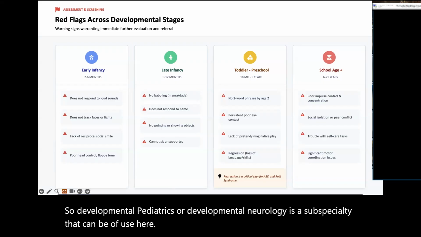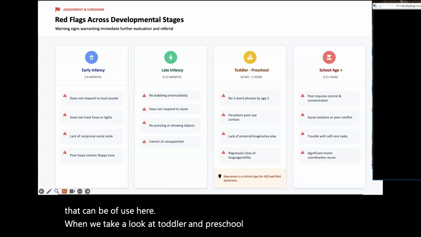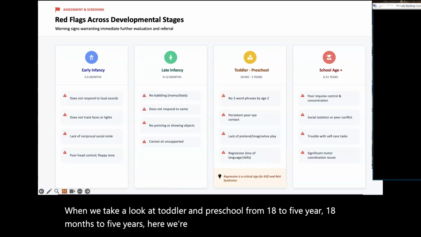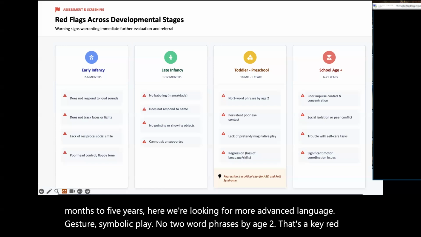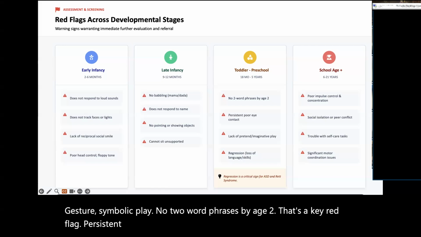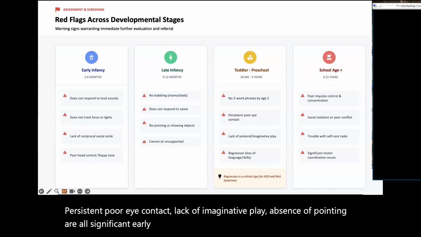When we take a look at toddler and preschool, from 18 months to 5 years, here we're looking for more advanced language, gesture, symbolic play. No two-word phrases by age 2, that's a key red flag. Persistent poor eye contact, lack of imaginative play, absence of pointing are all significant early indicators of autism spectrum concerns.